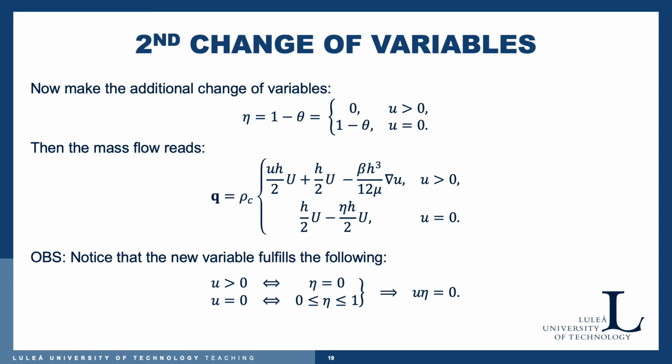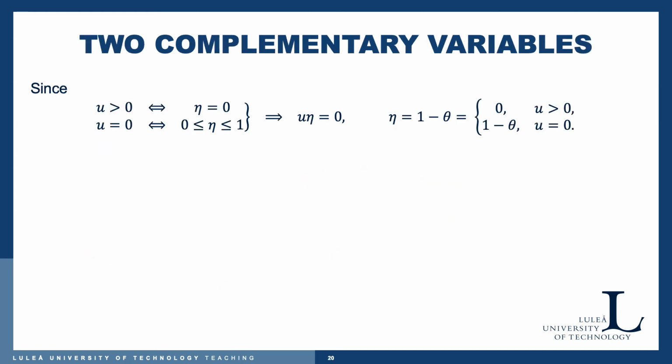And now in terms of u and eta, we have a new formulation of the mass flow, and we have the following relationships between the variables. In the fully saturated region, u is greater than 0 and eta is 0, and when u is 0 in the cavitated region, then eta is larger than 0, but it's also constrained, so it's less than 1. And this makes u times eta always equal to 0, as you see. So we have these relations.